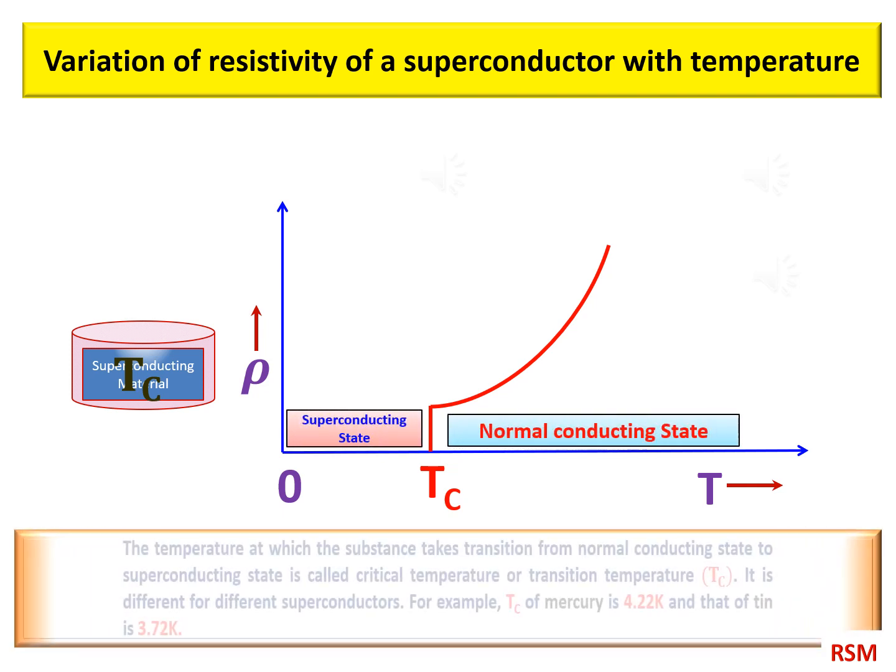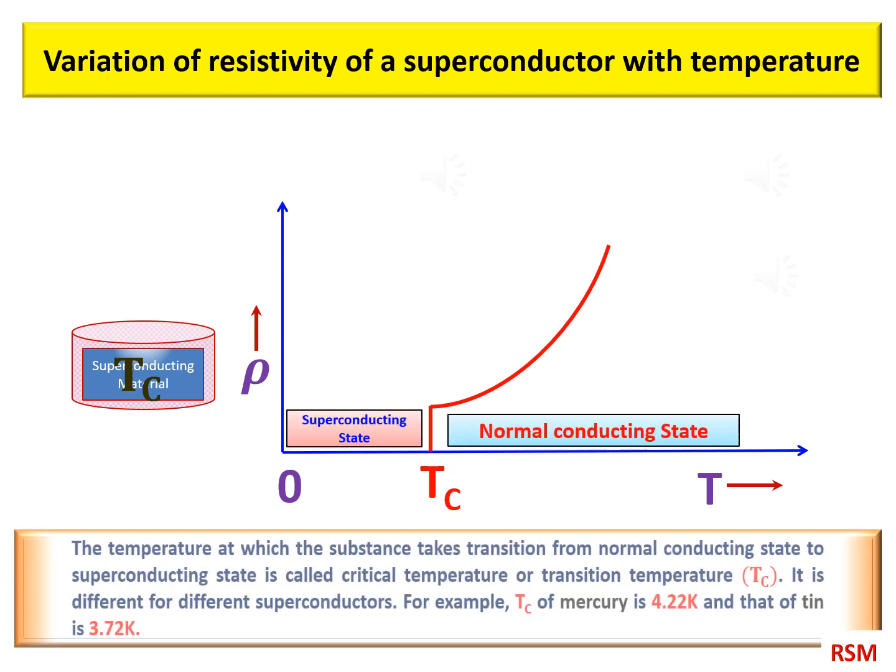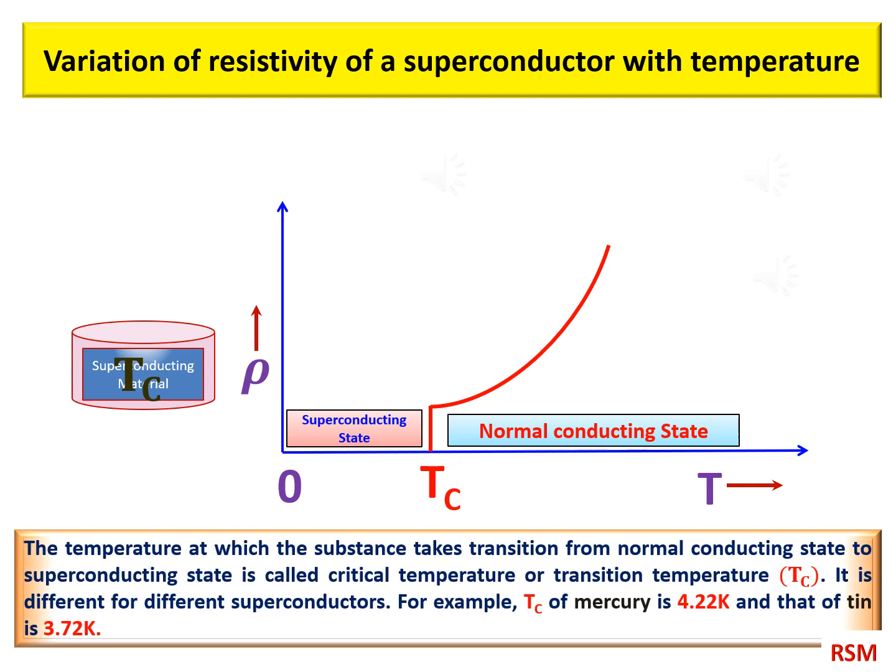The temperature at which the substance takes transition from normal conducting state to superconducting state is called critical temperature or transition temperature. It is represented by Tc. It is different for different superconductors. For example, the critical temperature of mercury is 4.22 Kelvin and that of tin is 3.72 Kelvin.